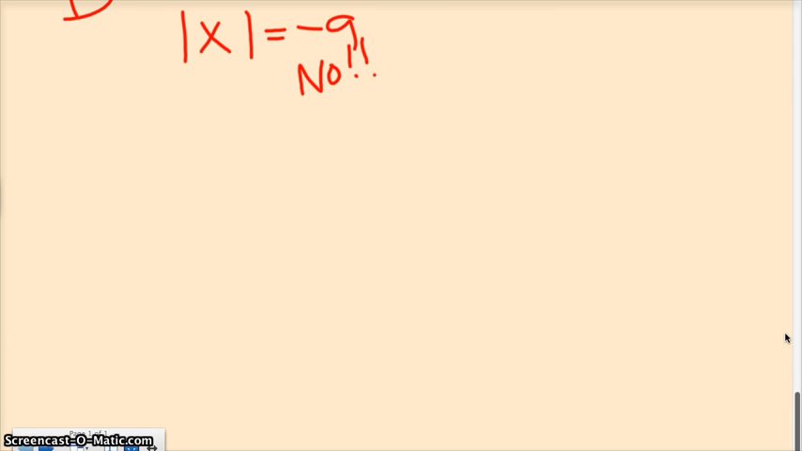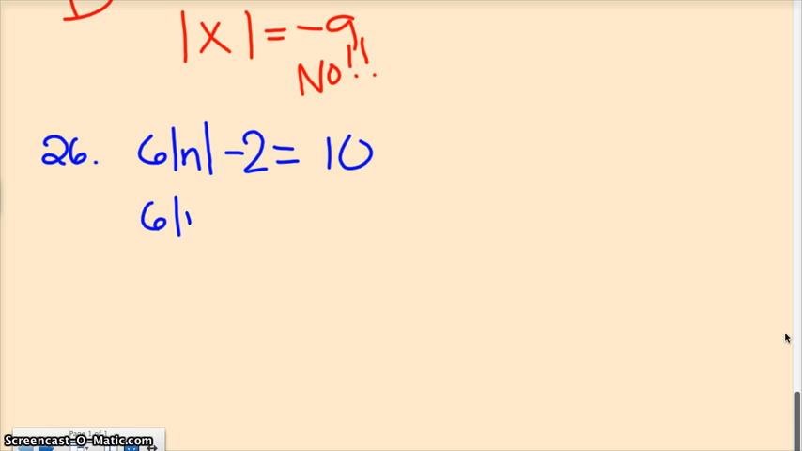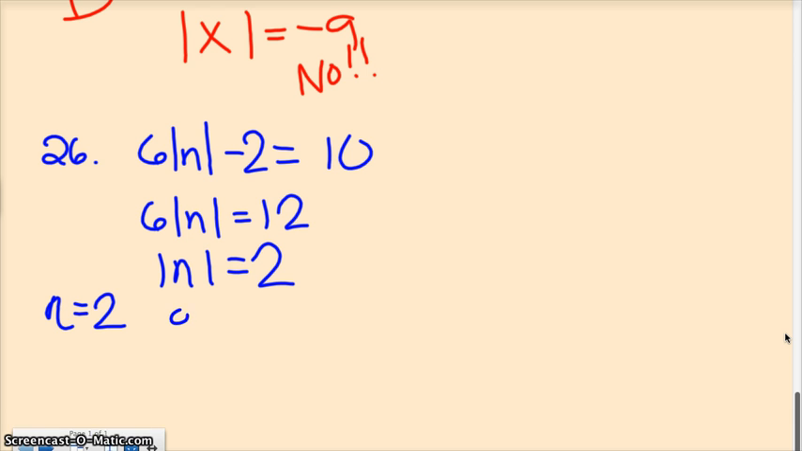Okay, 26. 6 times the absolute value of n minus 2 is equal to 10. Don't make your cases until your absolute value sign is alone. Adding 2, you should get 6 times the absolute value of n is 12. Divide by 6. The absolute value of n is 2. Now I can make my cases. n is 2 or n is negative 2. So you should have a dot at 2 and negative 2, and that is B.